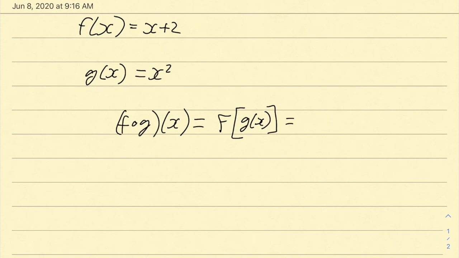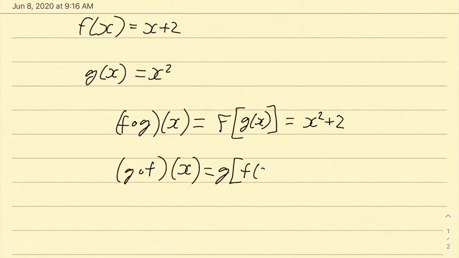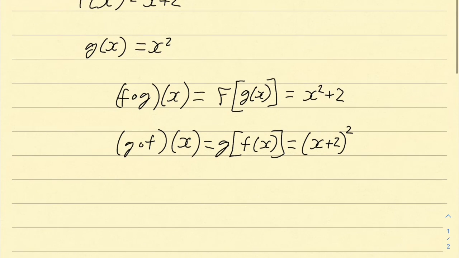So that would be x squared plus 2. Or g of f of x is when I put f into g, so that would be x plus 2 squared. So that's a composite function. So we're going to look at what that means in trig.